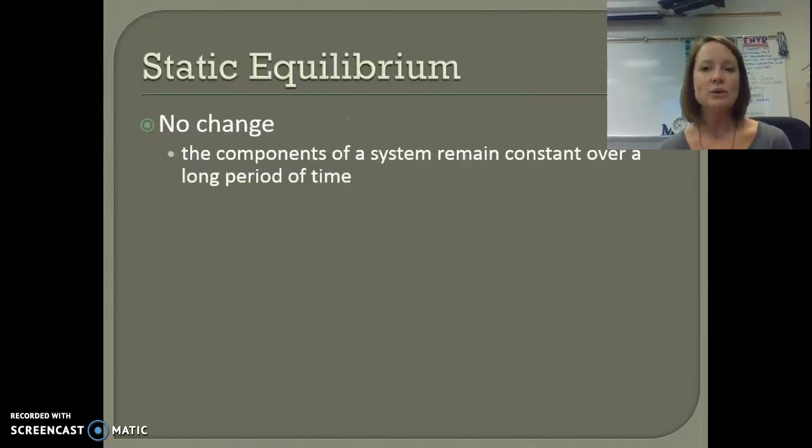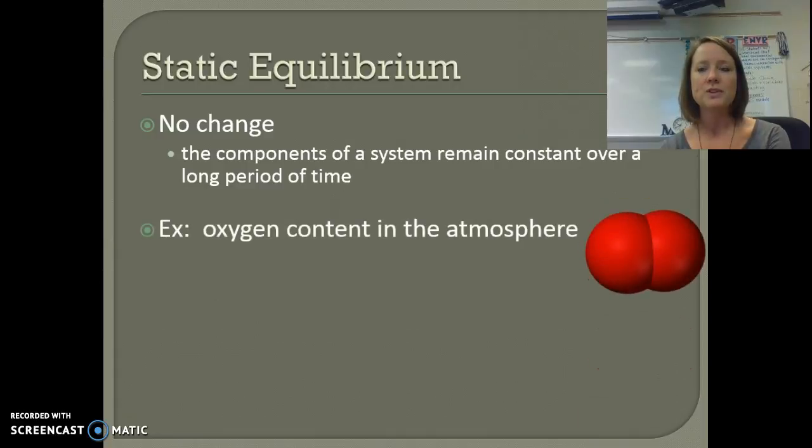In a static equilibrium, which is rare, the components of a system remain constant. So we don't see that oscillation we saw in steady state equilibrium. So one example would be oxygen in the atmosphere. The atmosphere is about 21% oxygen today. Now, 4 billion years ago, there was very little oxygen in the atmosphere.